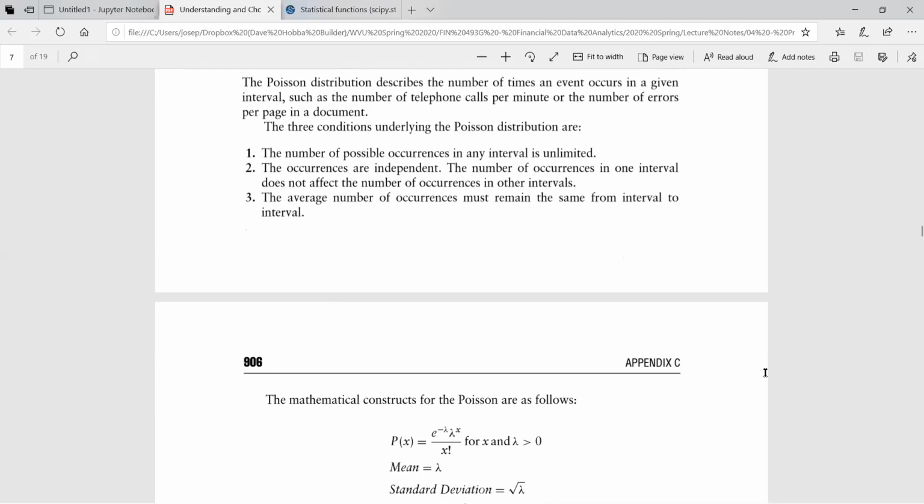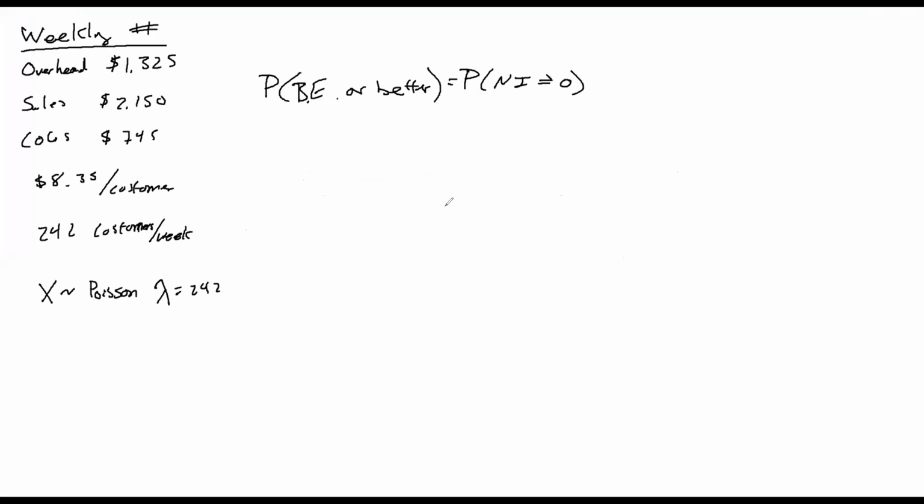It's the same average every single time. So we don't know a distribution for net income, but we know the distribution for the number of customers per week. So let's get this in terms of units that we understand. So what is the formula to break even?